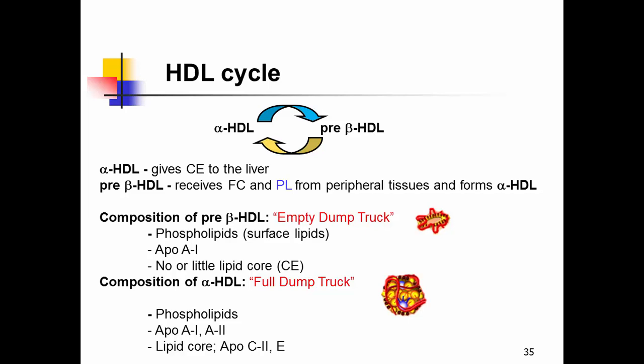Beta HDL basically is an empty truck. That means almost no lipid core, no cholesterol, but only phospholipids, the surface lipids, and also apoproteins. And alpha HDL has a full load of cholesterol, right? So in addition to the surface phospholipids and apoproteins, it also has the core lipids, basically cholesterol, right?